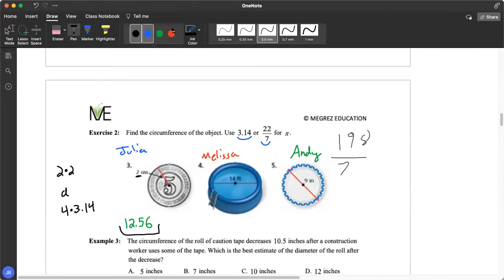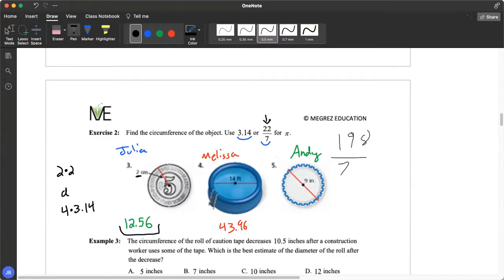So Melissa got 43, oh, excuse me, 43.96. So Melissa, do you want to walk us through what you did? Sure, I did 14 times 3.14, and I got 43.96. Perfect, exactly right.